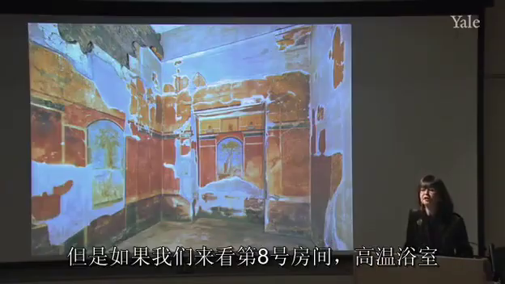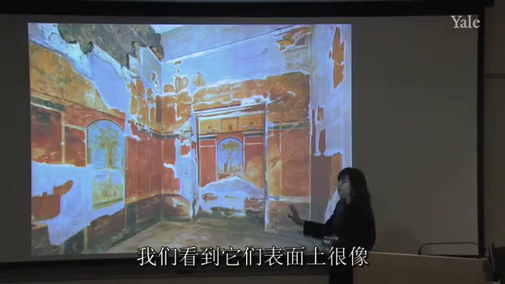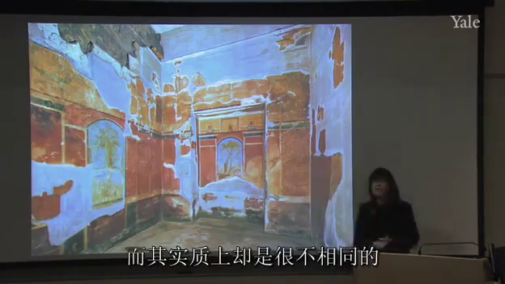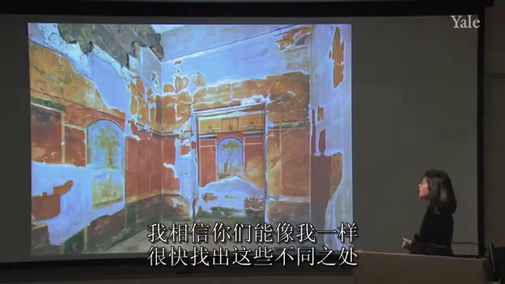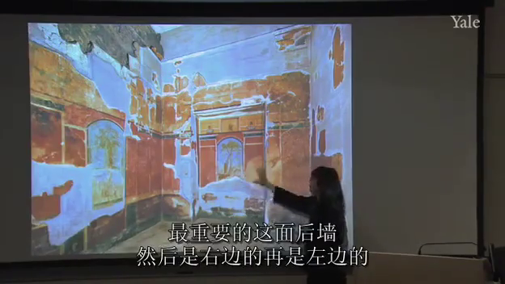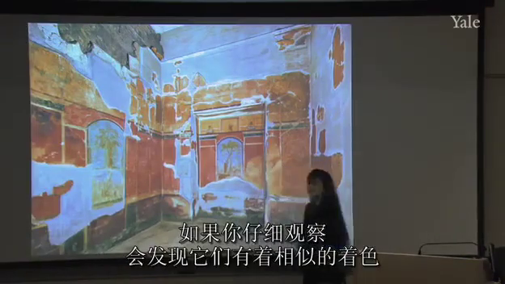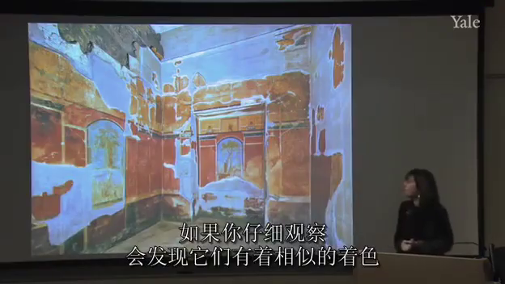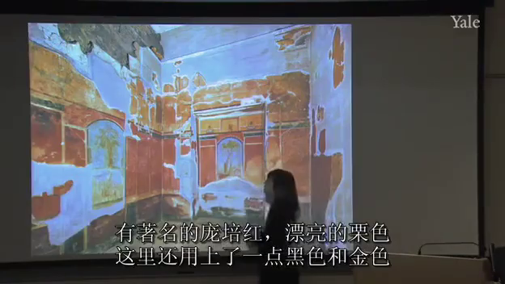But if we look at Caldarium 8, Room 8, the Caldarium of the Bath, we see something that may look superficially similar, but is actually very, very different. And I think you can pick out those differences very quickly, just as I can. What we're looking at here is a view of three walls, the most important back wall here, and then the walls to the right and to the left. And if you look carefully, you will see that the coloration is similar. The famous Pompeian red, a nice maroon, some black, some gold used here.